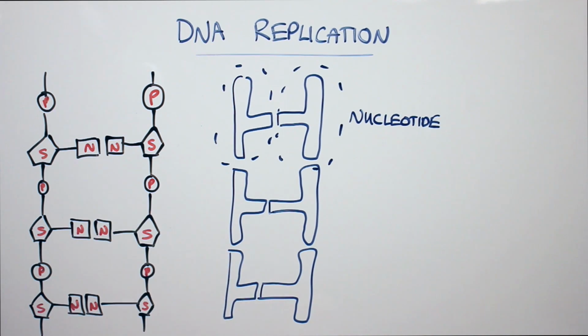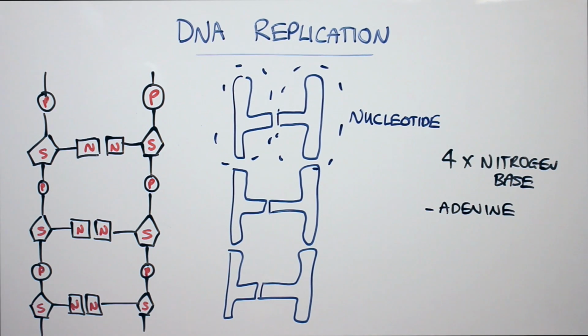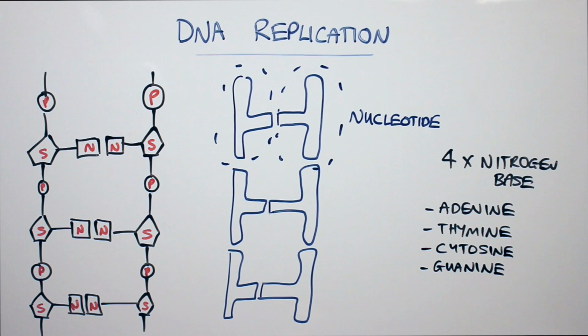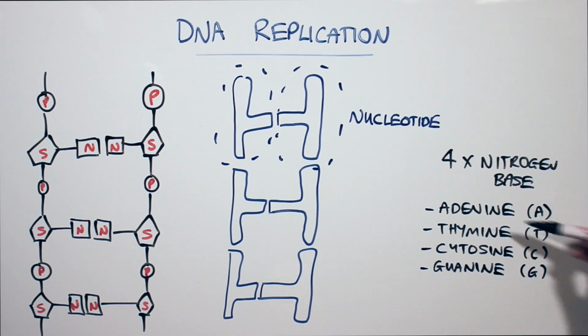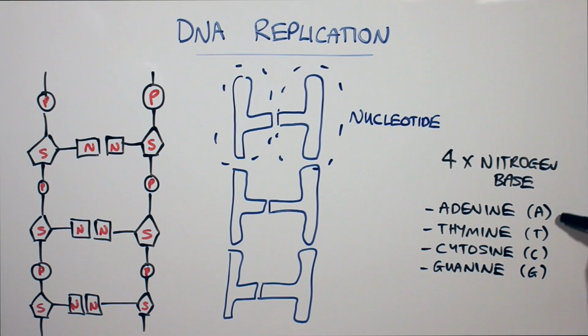Now one thing I noted a second ago was that there were some nitrogen bases that joined up right in the middle here. Now in fact there are 4 different kinds of nitrogen base, and these are adenine, thymine, cytosine and guanine, and these are often abbreviated as A, T, C and G. Now the important thing to know here is that these nitrogen bases always pair up in the same way. So A will always match up with T, and C will always match up with G.